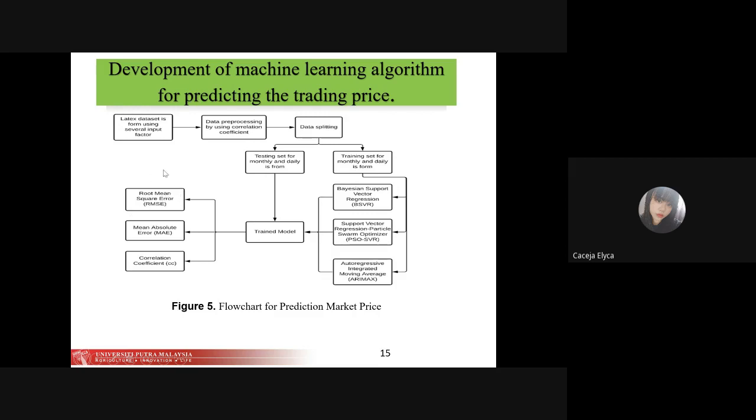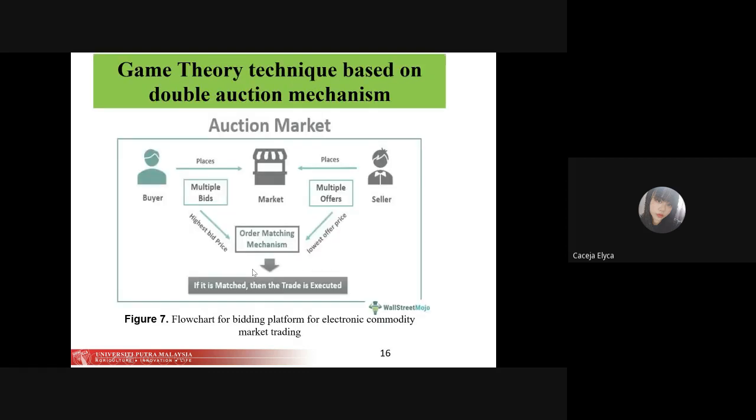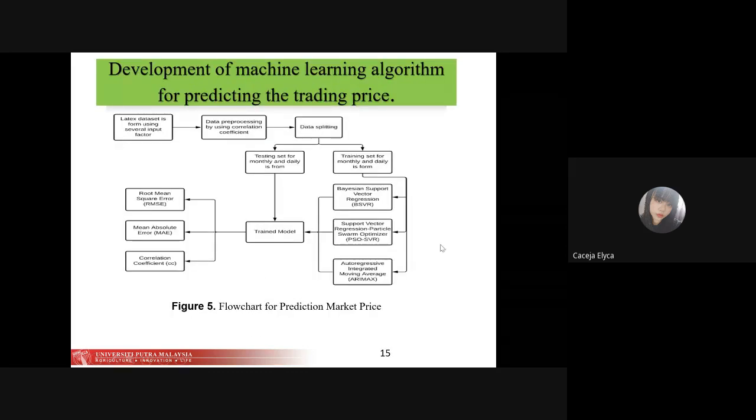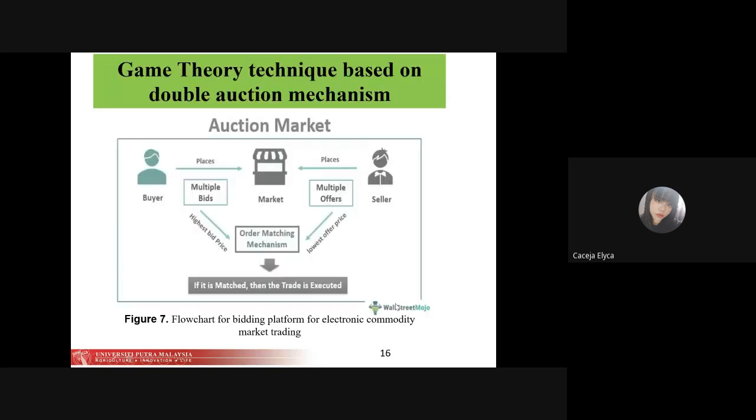To evaluate the performance of the prediction, we use three types of evaluation metrics: the root mean square error (RMSE), mean absolute error (MAE), and correlation coefficient (CC). So this is for the first objective, the prediction of market price. For the second objective, we want to make a game theory technique based on a double auction mechanism, which is the bidding platform for electronic commodity market trading.